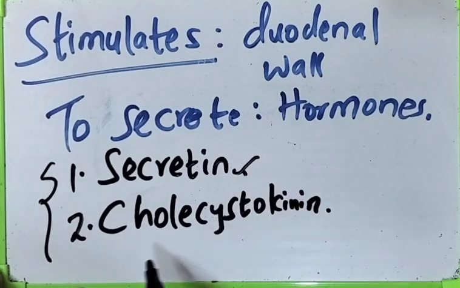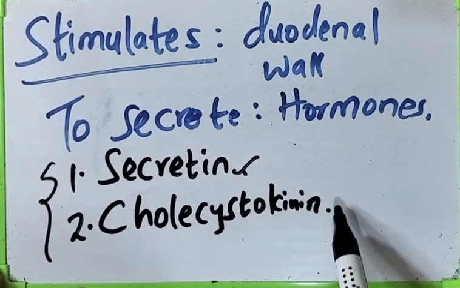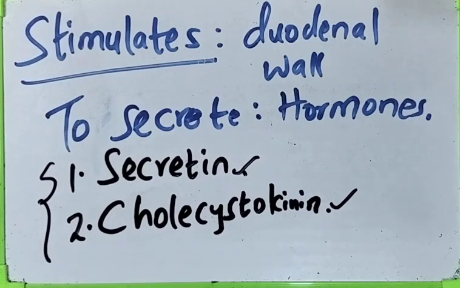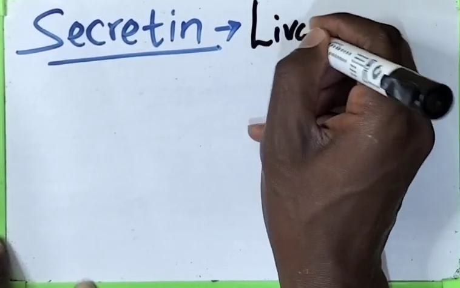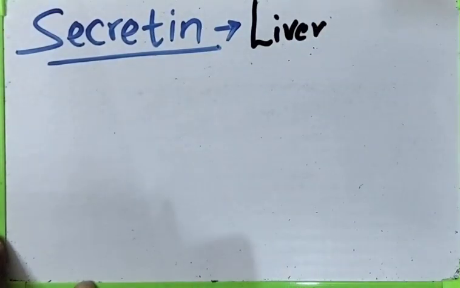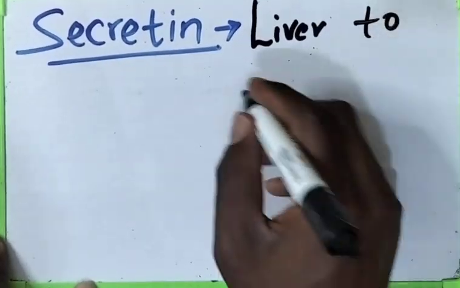Secretin and of course cholecystokinin. These are very important hormones. What is the function of these two hormones? Secretin stimulates the liver to produce bile.